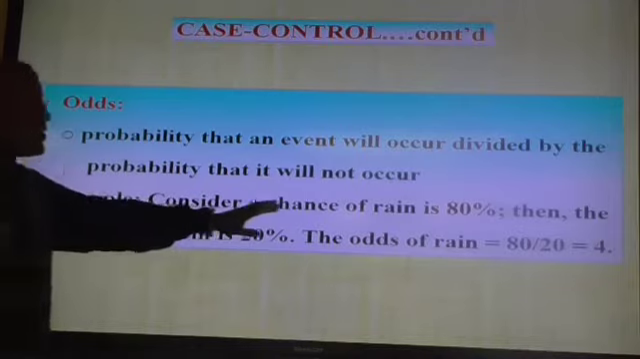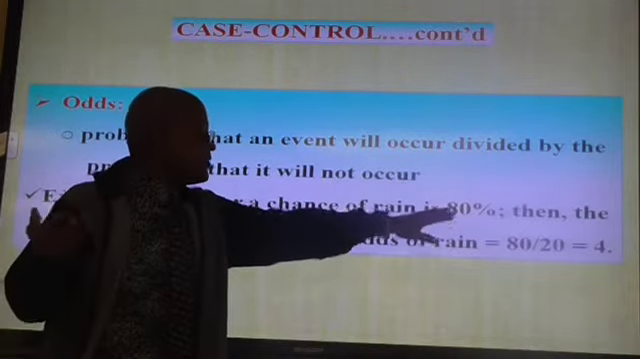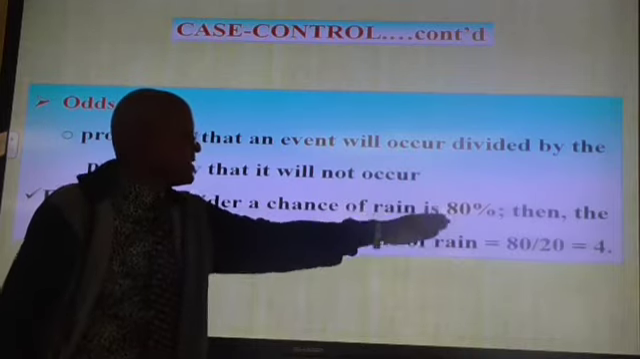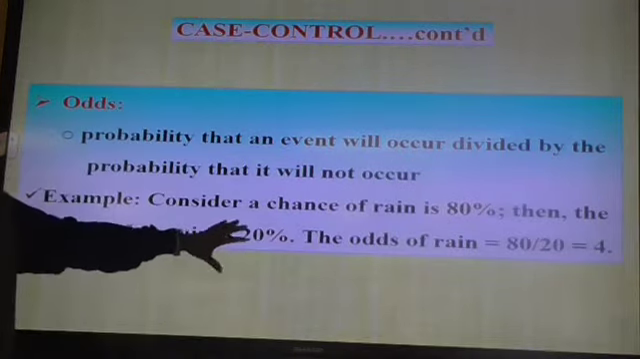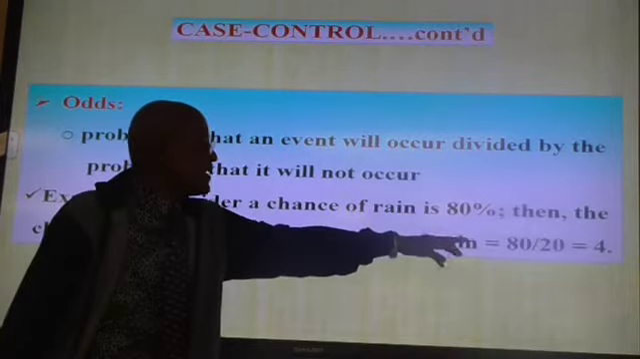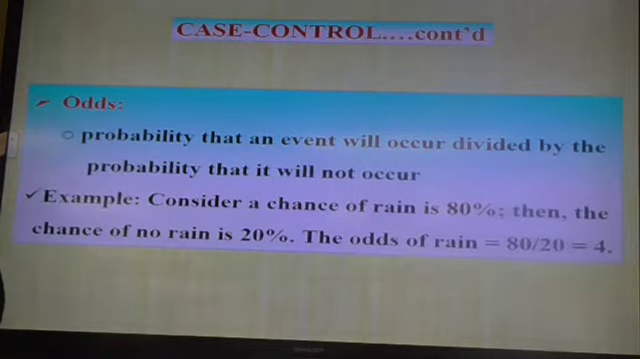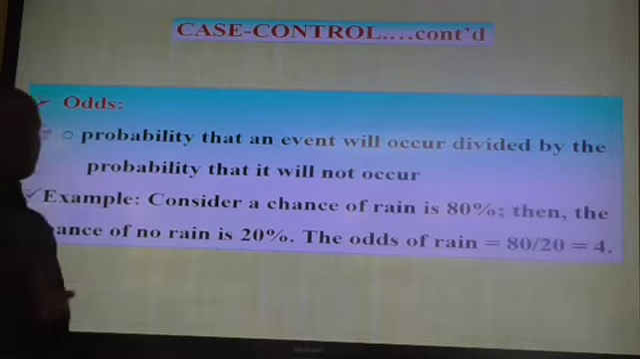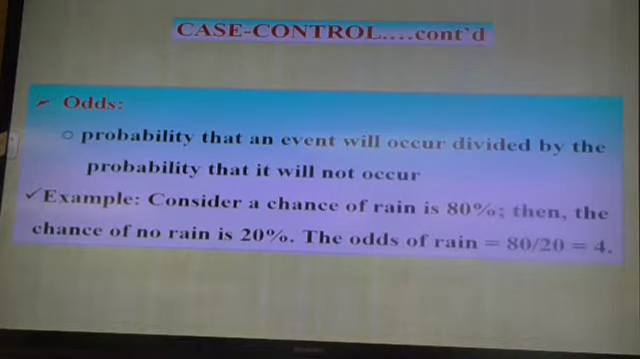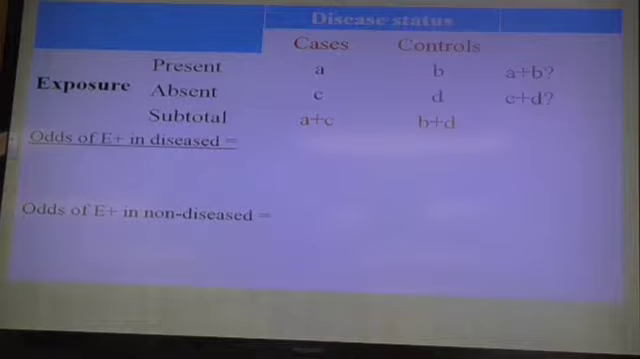So a chance of rain is 80%. Again, dichotomy is yes or no. So if the chance is 80%, then the chance of no rain is 20%. Now, if you divide this 80% by 20%, then it comes that the odds of rain is 4. So that's what I mean by odds. They provide that something will occur divided by the probability that it will not occur. So this is what I just talked about.